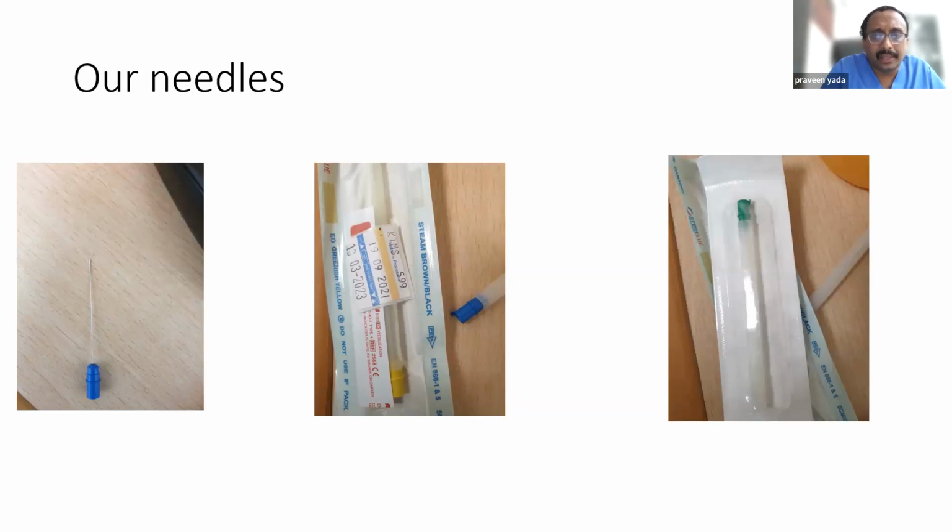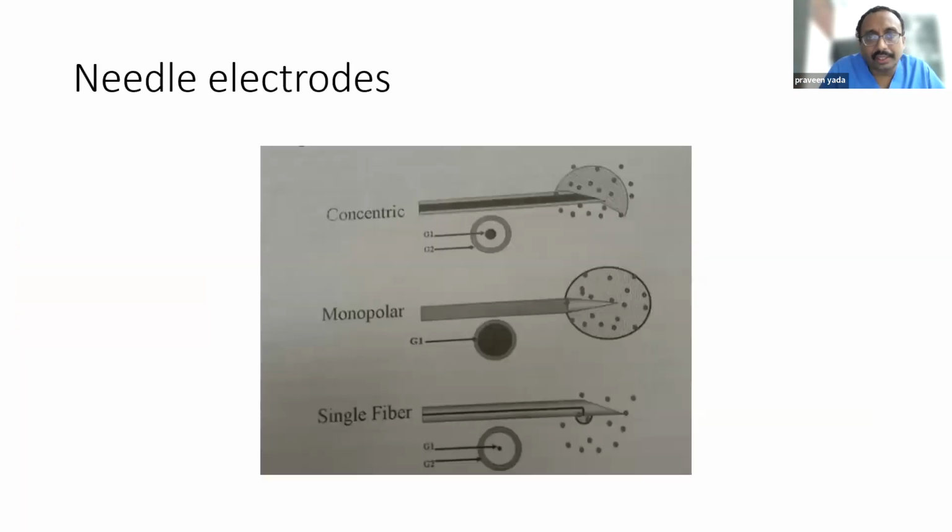There are three types of it commonly used: the green one, the yellow one, and the blue one. This doesn't connote the gauge of the needle, but normally the yellow one is the smallest and the blue one is the longest one. In the concentric needle, as in this diagram, there is a shaft and a beveled end, and within this there is a thin fiber which is the active fiber, the electric wire. As shown in this figure, this is the active and this is the reference, right?